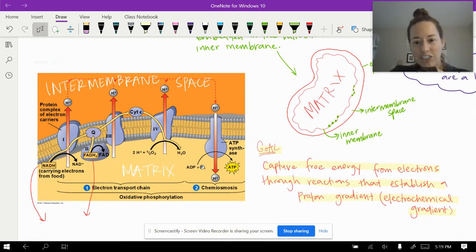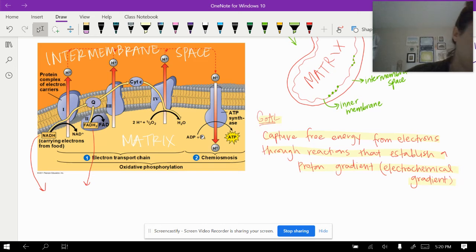So the goal of the electron transport chain, which is similar to the goal of cell respiration on the whole, is to capture free energy from electrons and establish a proton gradient, an electrochemical gradient. And that's going to allow energy to actually be produced. So we've arrived here. Krebs cycle happened in the matrix. So our electron carrying molecules, which were produced from Krebs, are already in the matrix, hanging out, waiting to be used. And here they are, NADH and FADH2.